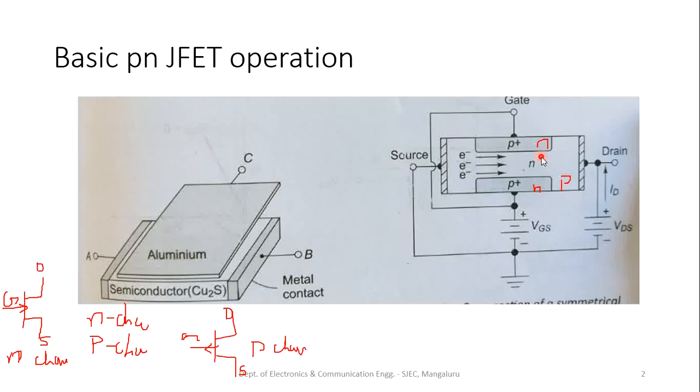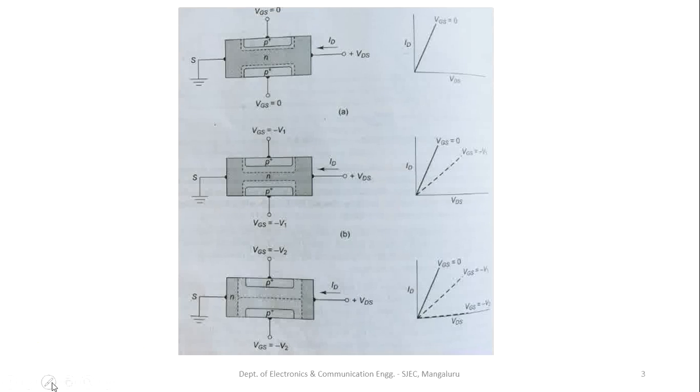Now let us move on to the biasing part of the junction field effect transistor. Assume that the gate terminals are interconnected and we have provided the gate to source voltage, and then we have the drain to source voltage. So let us move on to the biasing of the JFET.